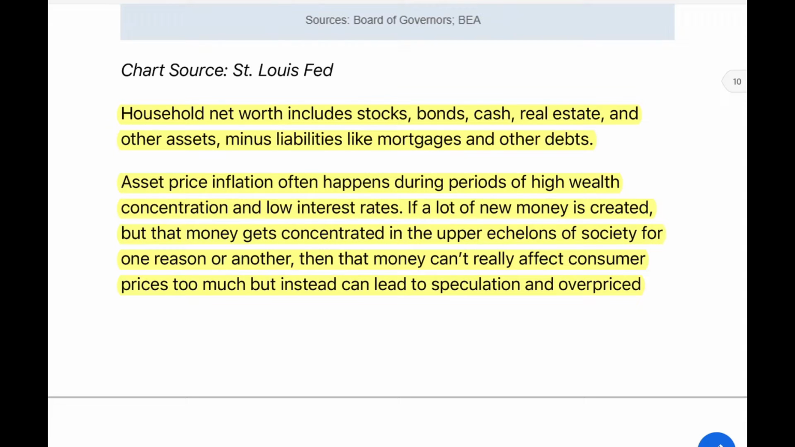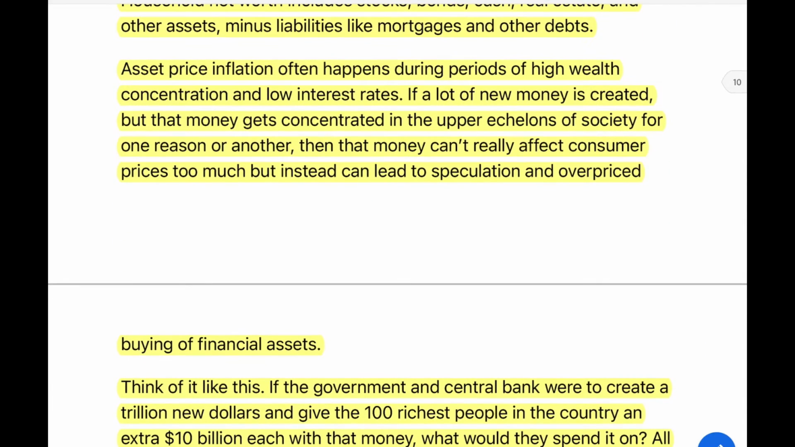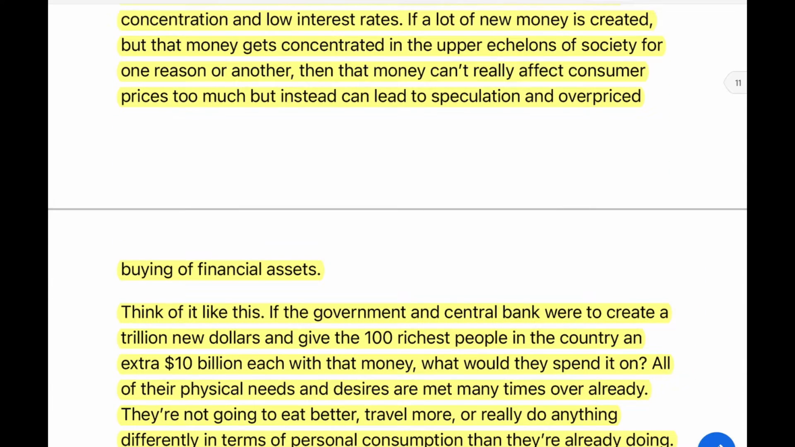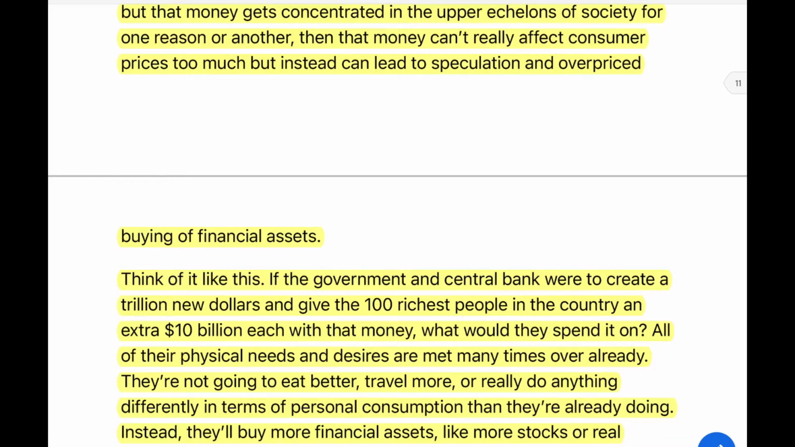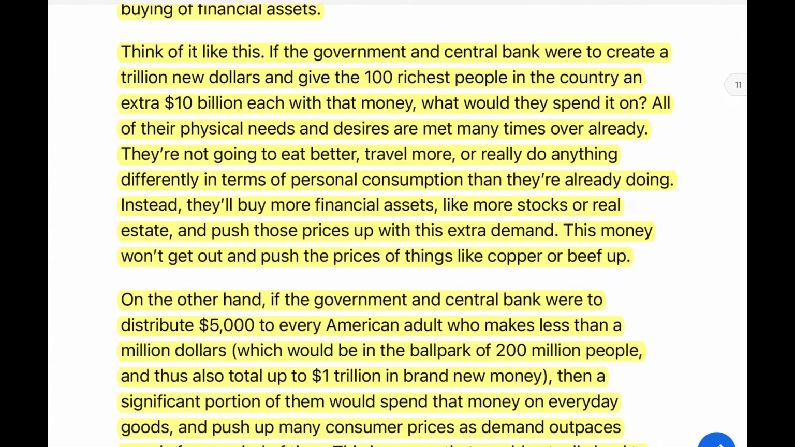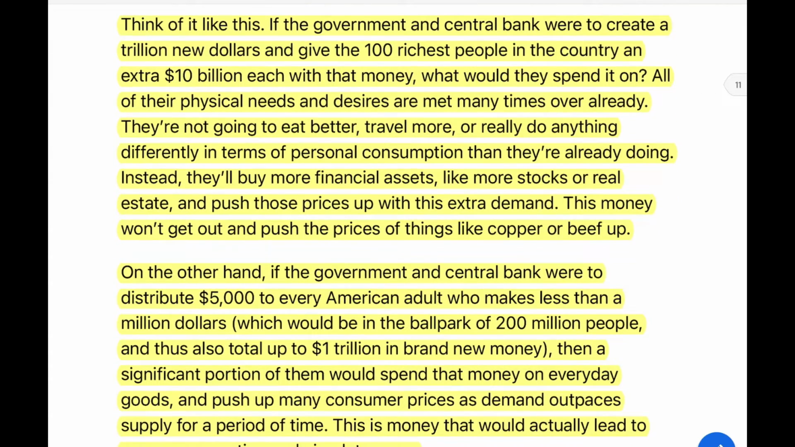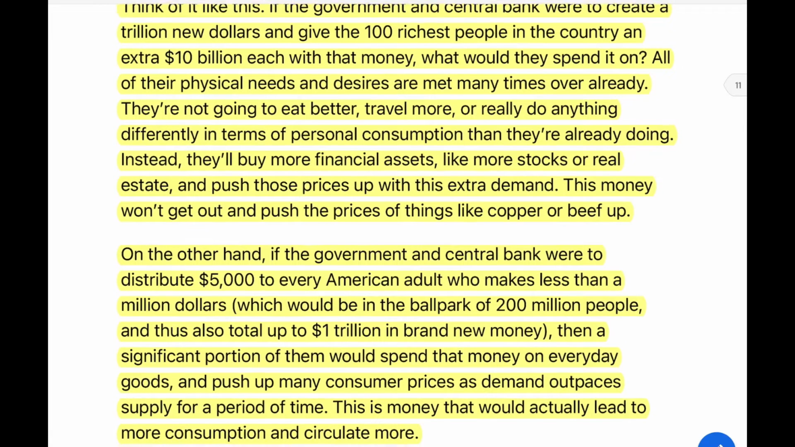If a lot of new money is created, but that money gets concentrated in upper echelons of society for one reason or another, then that money can't really affect consumer prices too much, but instead can lead to speculation and overpriced buying of financial assets. You saw that in 2006 with the real estate bubble. Think of it like this: if the government and the central bank were to create $1 trillion and give the 100 richest people in the country an extra $10 billion each with that money, what would they spend it on?